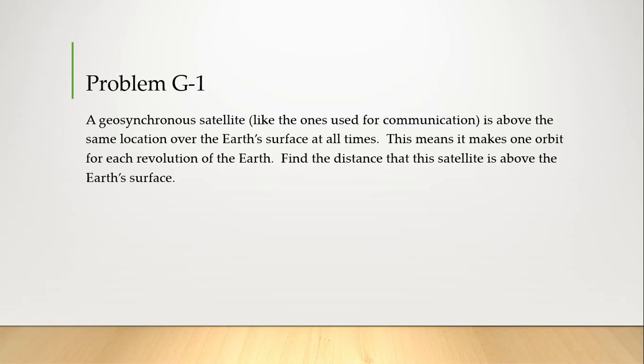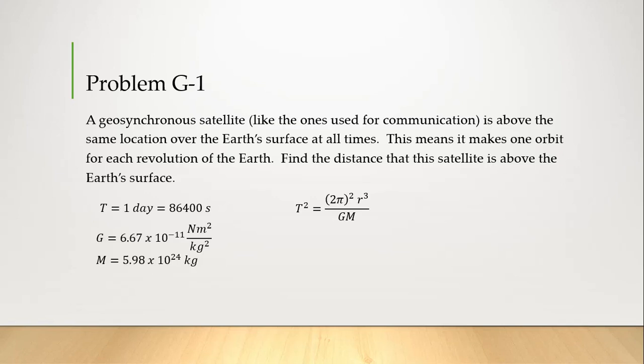That way, that satellite is always over the same location of Earth at any given time. Let's see if we can find the distance that this satellite is above the Earth's surface by using the fact that its orbital period is 1 day, or 86,400 seconds. So let's use this idea that period squared is equal to 4π² times r cubed over GM.